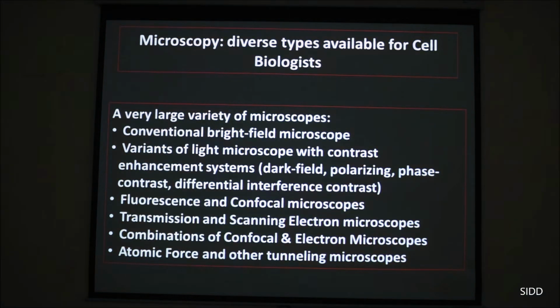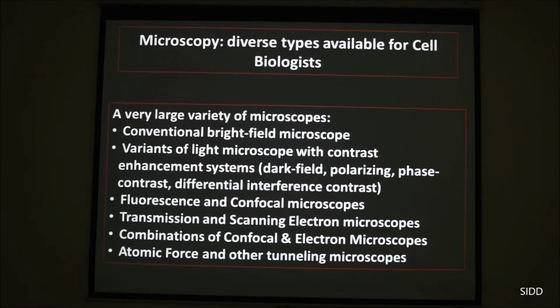As I said, there is a large variety of microscopes, the conventional Brightfield microscope. Then we have variants of the light microscope with contrast enhancement systems like phase contrast, polarizing, Darkfield, differential interference contrast. I'll talk briefly about these. Then the fluorescence microscope, and a more advanced version of it is the confocal microscope, which has become a basic tool in cell biological studies today. Everything one can do with confocal, which I'm not going to talk about today. And then of course there are transmission and scanning electron microscopes, and combinations of confocal and electron microscopes.